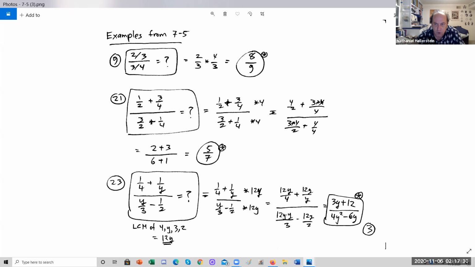3 times 4 over 4 is a 3. 3 times 4 over 2 is a 6. 4 fourths is a 1. 2 plus 3 over 6 plus 1 comes out to 5 sevenths.